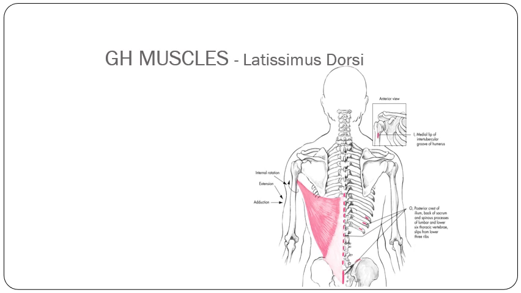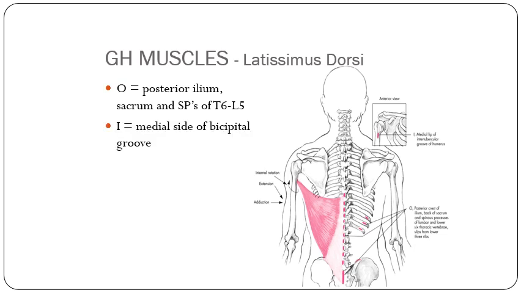Okay, here we have the latissimus dorsi. Latissimus dorsi, very large muscle. Its origin: posterior ilium, sacrum, and then the spinous processes of T6 through L5. It inserts on the medial side of the bicipital groove. So the lat actually kind of wraps around. It's on the posterior surface of the body, but as it comes up, it actually wraps around to the front of the humerus. Okay, so it takes a pretty interesting path. You can see here where they're kind of showing that.